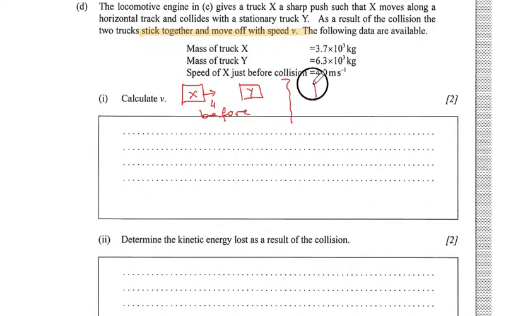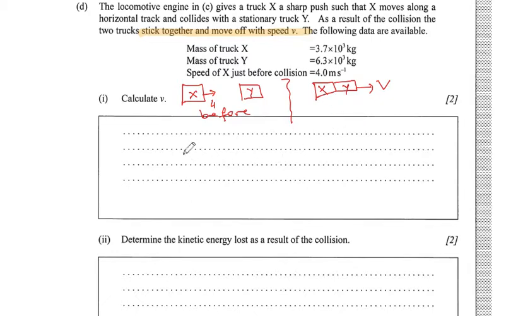I can draw a picture. Now they are sticking together and they are now moving together with speed v. So when they stick together, with combined masses after collision, we can treat them as a total mass moving with a speed v, and that's what we are going to do. So initially vy is 0, initially vx is 4. Finally, they both have v and the total mass of 10 times 10 to the power of 3. When you add these numbers, you would have that mass.